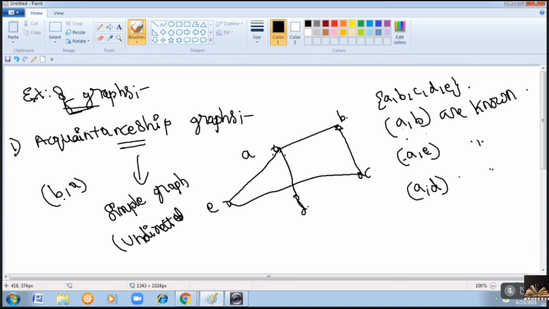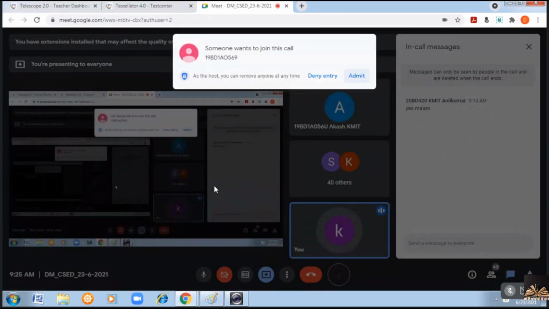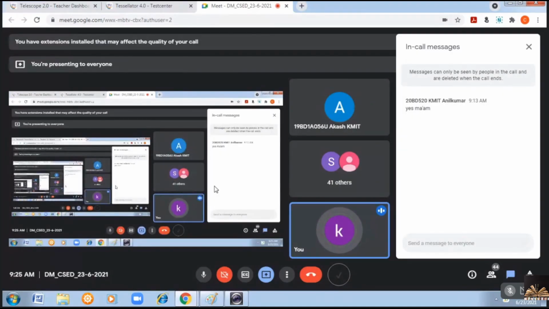Now tell me why we are using a simple graph to represent this relationship. What is the definition of a simple graph? A simple graph is the one which does not allow parallel edges and loops. So to represent this acquaintanceship, you can use a simple graph. That means there will not be any parallel edges and self-loops. Why do we use a simple graph?